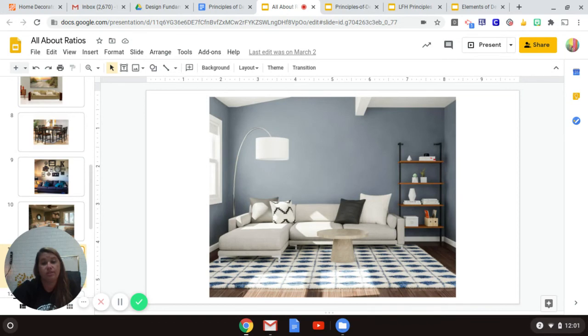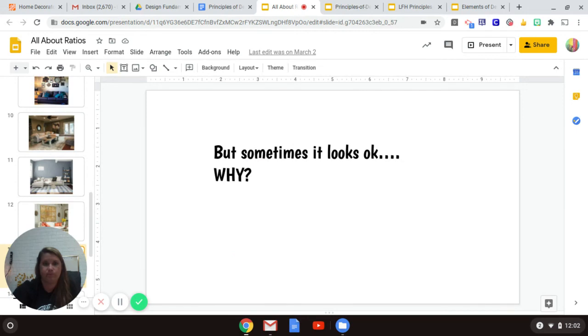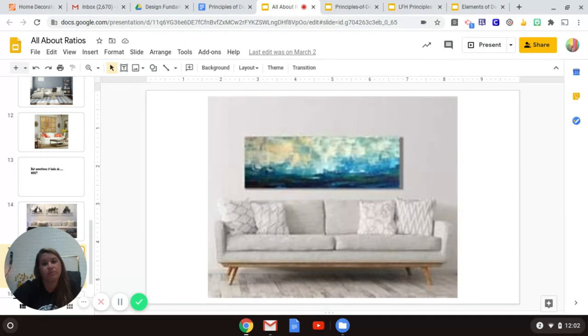This is a coffee table. Too tiny for this area. Picture behind this couch. Too big. But sometimes it still looks okay, even though it's not exactly the ratio. Because these pictures are so light and calm and airy, it still looks okay.